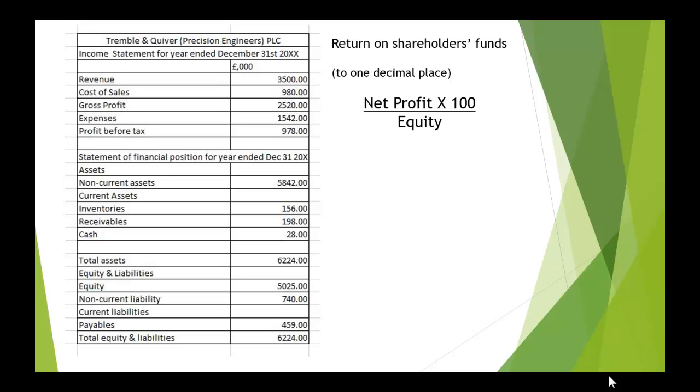We need the net profit and we need the equity. And I can see that the net profit is 978 and I can see that my equity is 5025. So 978 times 100 over 5025 is 19.46, but I'm saying we should work to one decimal place here, so to the nearest decimal place that's 19.5%.